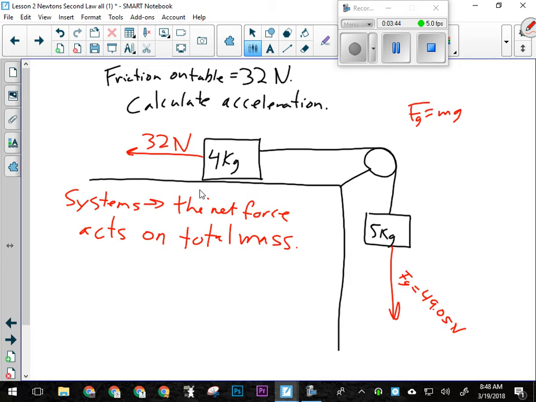If you're here on Friday, you already wrote that down. If you weren't here Friday, you need to write that down because that's an important thing to know about systems. So the net force acts on the total mass. Therefore, that's what the three dots mean, therefore, all masses accelerate at the same rate.